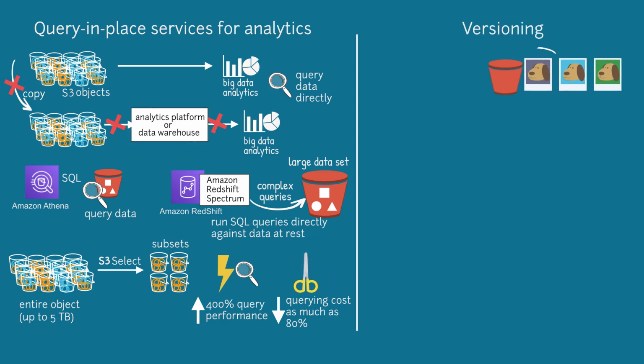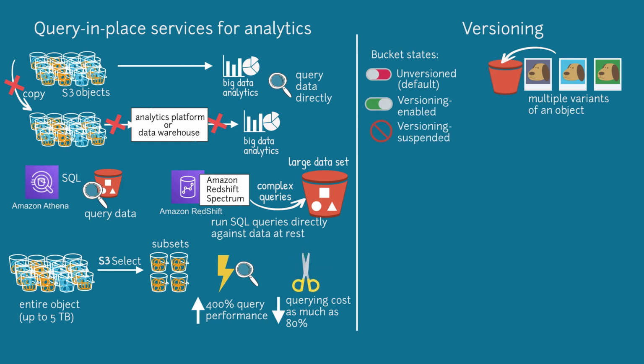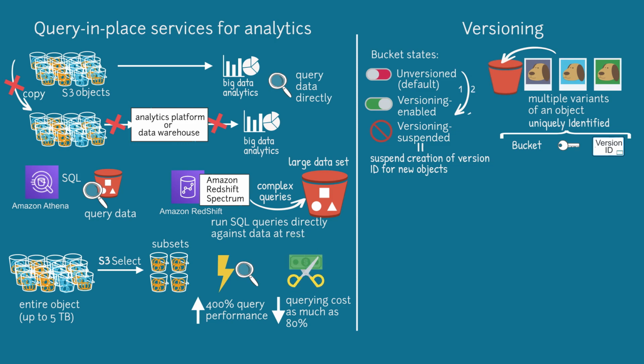Versioning is a means of keeping multiple variants of an object in the same bucket. Buckets can be in one of three states: unversioned, the default, versioning enabled, or versioning suspended. When versioning is suspended, it will suspend the creation of version IDs for new objects, but preserve all the existing object versions. Once you enable versioning, the combination of a bucket, key, and version ID uniquely identifies each object. After the bucket is version enabled, it can never return to an unversioned state. You can, however, suspend versioning on that bucket.